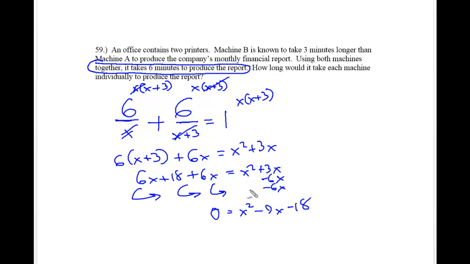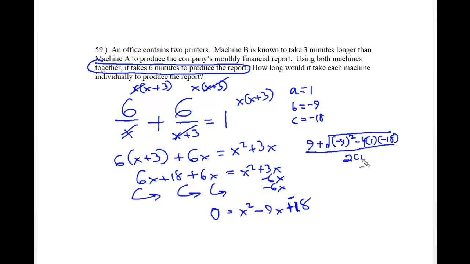Now I'm going to use the quadratic formula because this is not factorable. Oh man, if this was a plus, we could totally use factoring, but it isn't. It's a negative. So plus negative. Nope, can't use factoring. So the quadratic formula comes into play. A is 1, B is negative 9, C is negative 18. So our problem is 9 plus, and again we're only using the plus because the negative would give me an impossible answer. Negative 9 squared minus 4 times 1 times negative 18, all over 2 times 1, which is just 2.